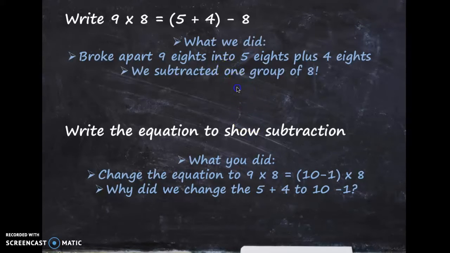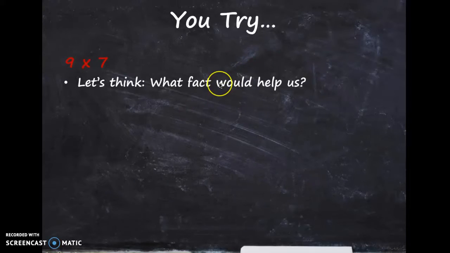Let's keep moving. Now I want you to try one on your own. What is 9 times 7? So let's think. What fact would help us here? One way we've learned to solve 9 times 8 was to break them up into 8s. Now we can do the same thing with 7s.